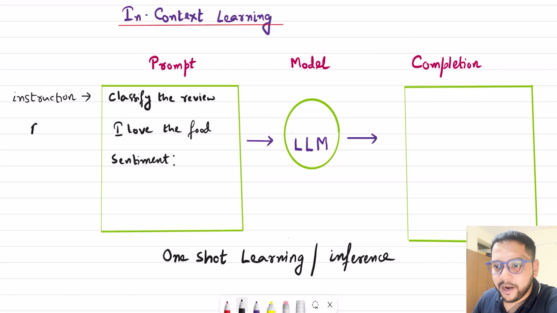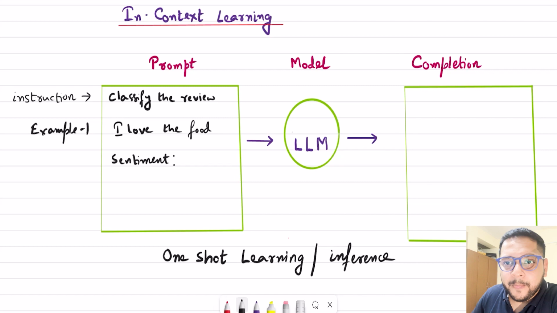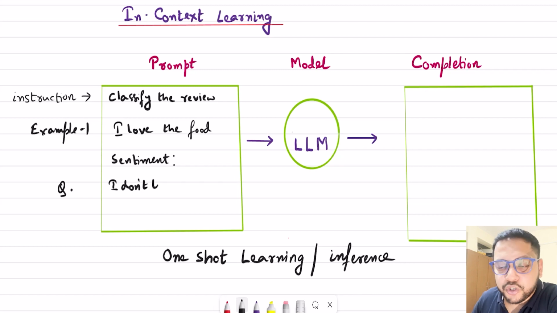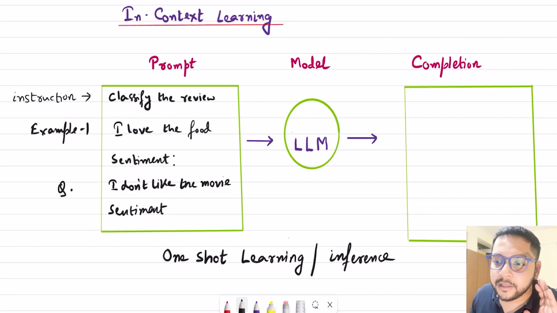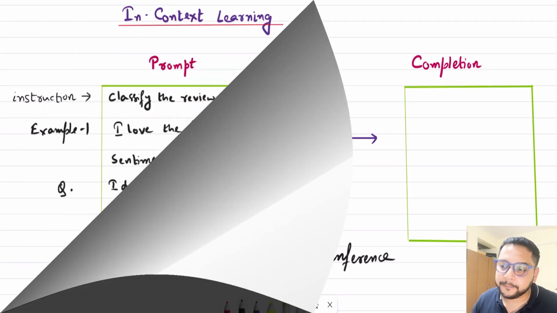Next one is one-shot learning, where you are providing an example. So this is my example 1. Now you are asking some question, say for example, "I don't like the movie," and then you are asking what is the sentiment. So this is one-shot learning because in the prompt you are providing some instruction or the task and you are giving some example, and then if you ask a question then it will be able to answer you properly.